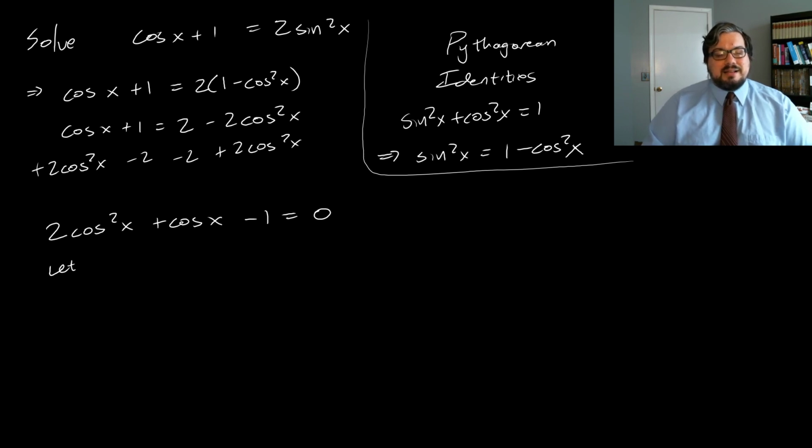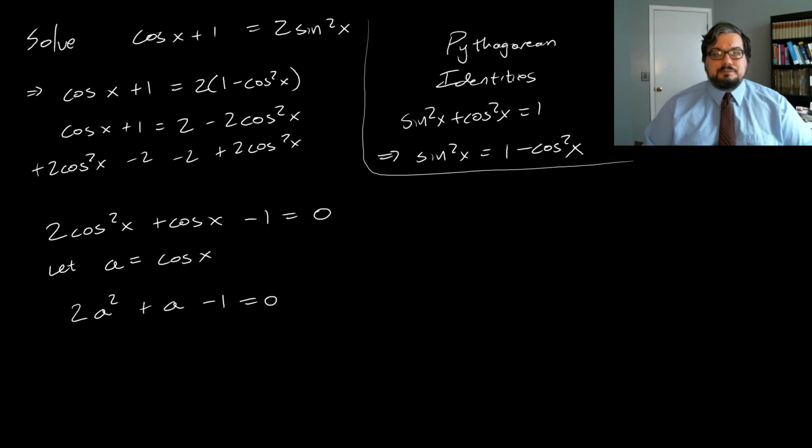Let's let a equal cosine x. Then our equation becomes, or we can express our equation as 2a squared plus a minus 1 equals 0. And now at this point, we need to solve for a. And then when we're done with that, we'll come back and talk about the cosine.